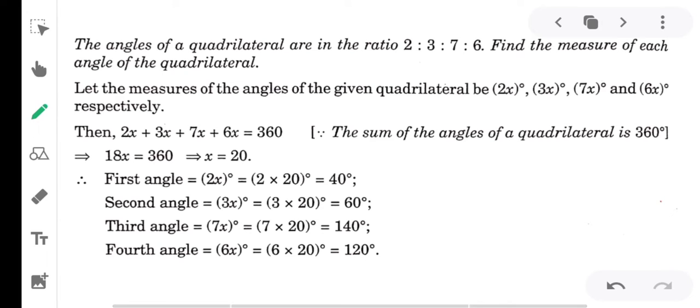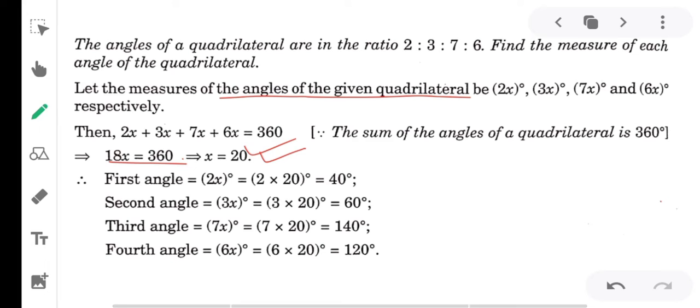Let the measure of the angles of the given quadrilateral be 2x degrees, 3x degrees, 7x degrees, and 6x degrees. The sum of the angles of a quadrilateral is 360, so we can write 2x + 3x + 7x + 6x = 360. So 18x = 360, then x becomes 360 by 18, which is 20. So this is the value of x.